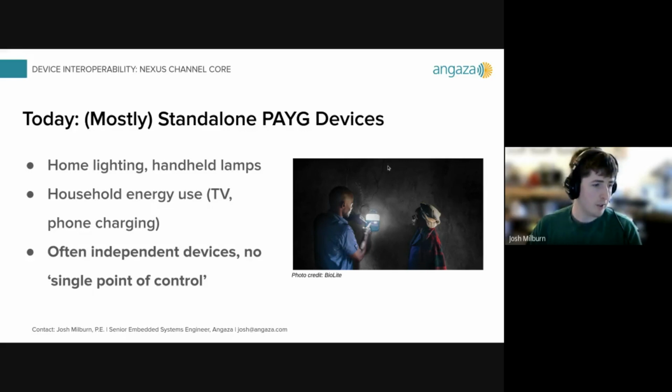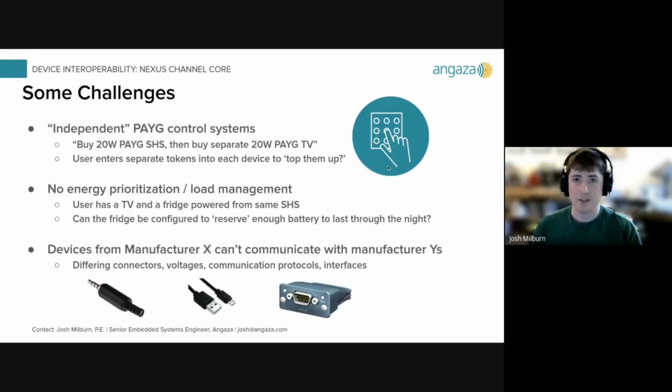So I won't get too into it other than to say there are some challenges today as we start to see larger and more complex systems in homes. For example, a user might buy a solar home system on a pay-as-you-go basis, and 6 months or a year later, buy a separate pay-as-you-go TV meant to be standalone. Now they're receiving 2 key codes, one for the TV and one for the solar home system to enable it.